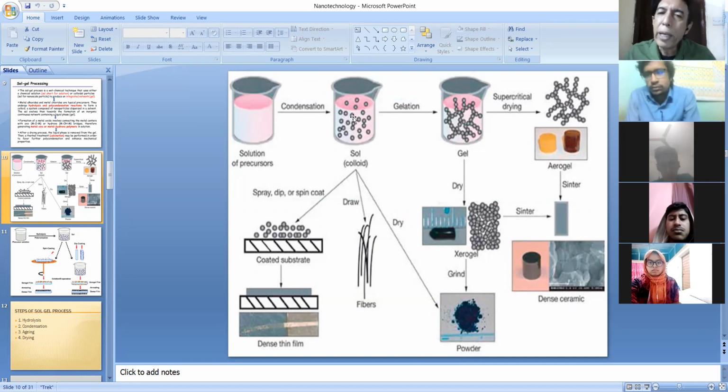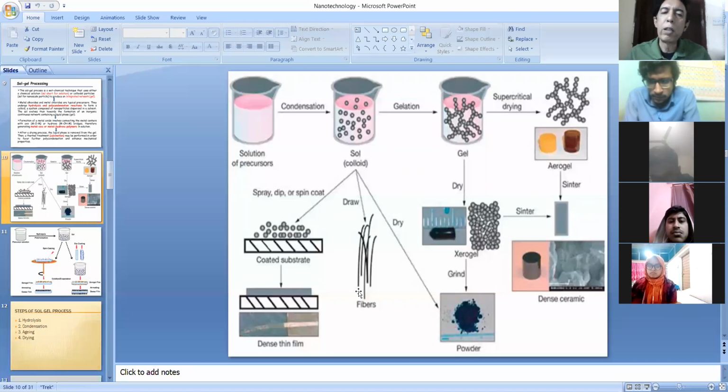So you can make different types of nanoparticles with the sol-gel method. That is aerogel, a porous substance with many pores here. You can sinter aerogel to form a sintered substance, or you can grind the aerogel to form a powder nanomaterial.